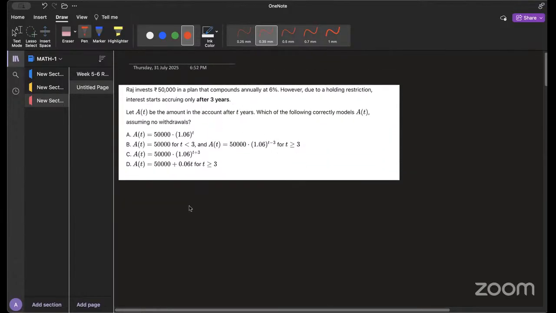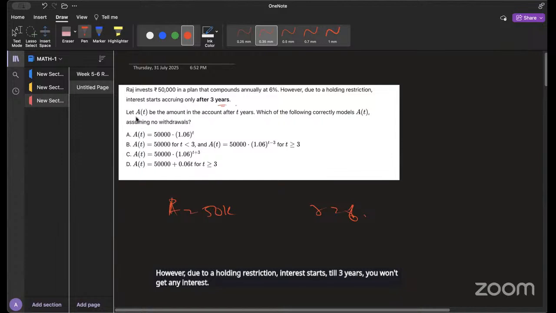The one with 50,000, a plan that compounds annually at 6%. So again, the P or A is given to be 50K and the R is given to be 6. However, due to a holding restriction, interest starts later. So for 3 years, you don't get any interest. And let A be the amount in the account after 3 years. Which of the following is correct?